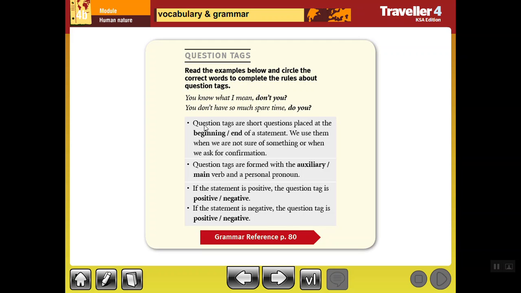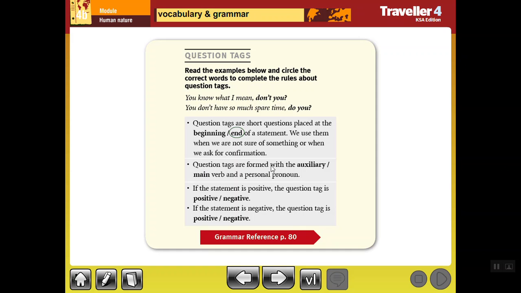So the first point here, question tags are short questions, هي أسئلة مختصرة, placed at the end of a statement. We use them when we are not sure of something or when we ask for confirmation. بنستخدمها للتأكيد زي ما قلنا.